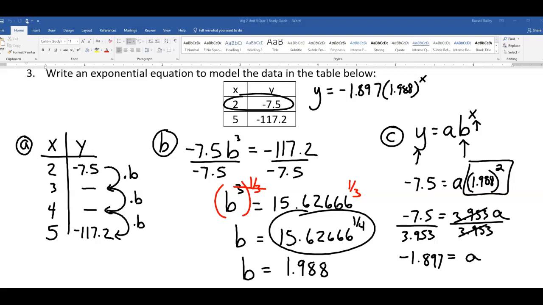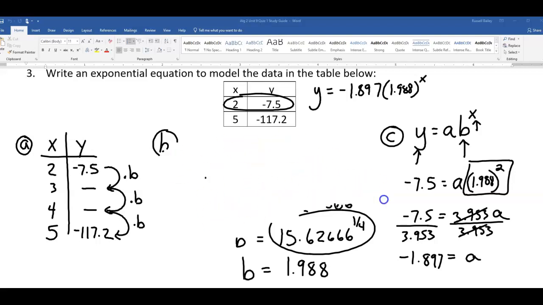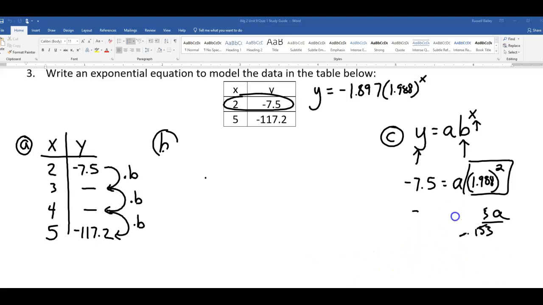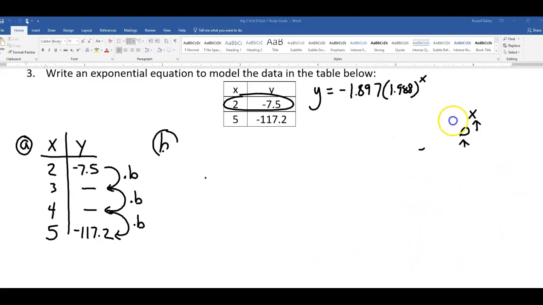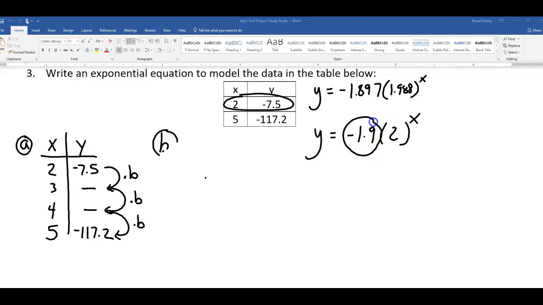it's possible that the answer you get on this test is multiple choice. The answer you get, you're going to want to pick the one that's closest to it. So let's say you had a multiple choice test, all right? They may not have this answer available, but they may have something really close to it. Like, for instance, they might have something like this, negative 1.9 times 2 to the x. Okay, that's really close. Negative 1.9 is really close to this, and 1.988 is really close to 2.